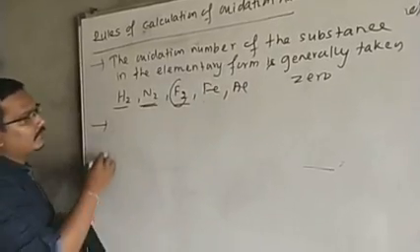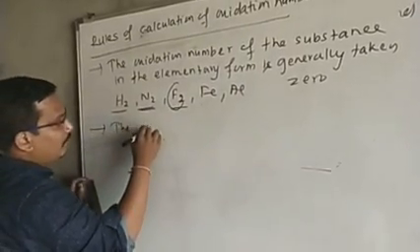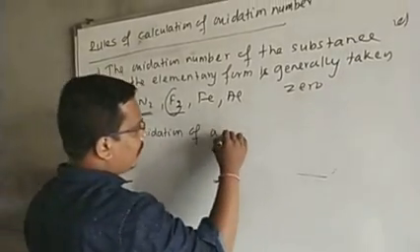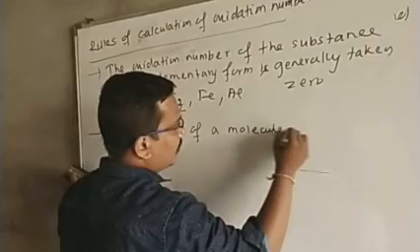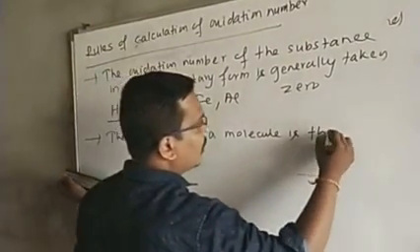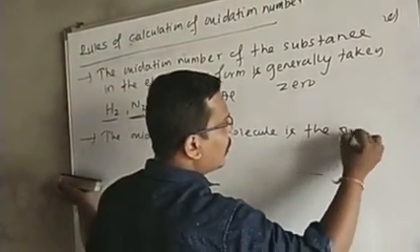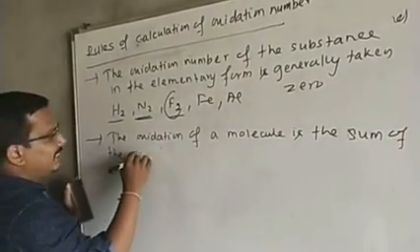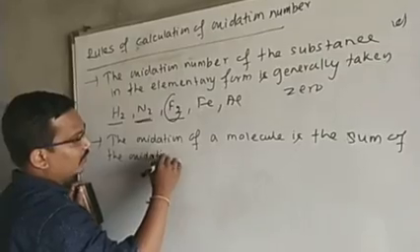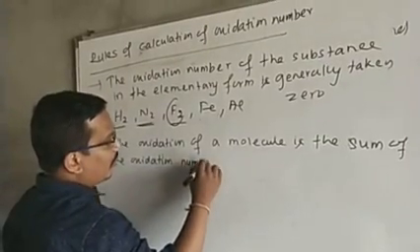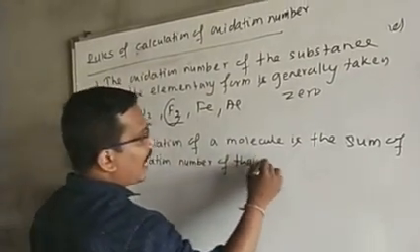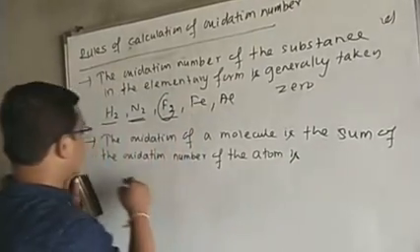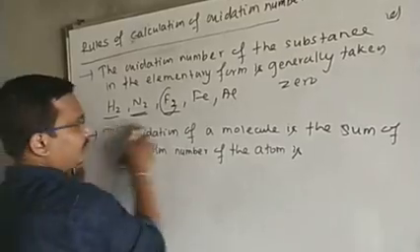Second rule: the oxidation number of a molecule is the sum of the oxidation numbers of the atoms. Sorry, one mistake.